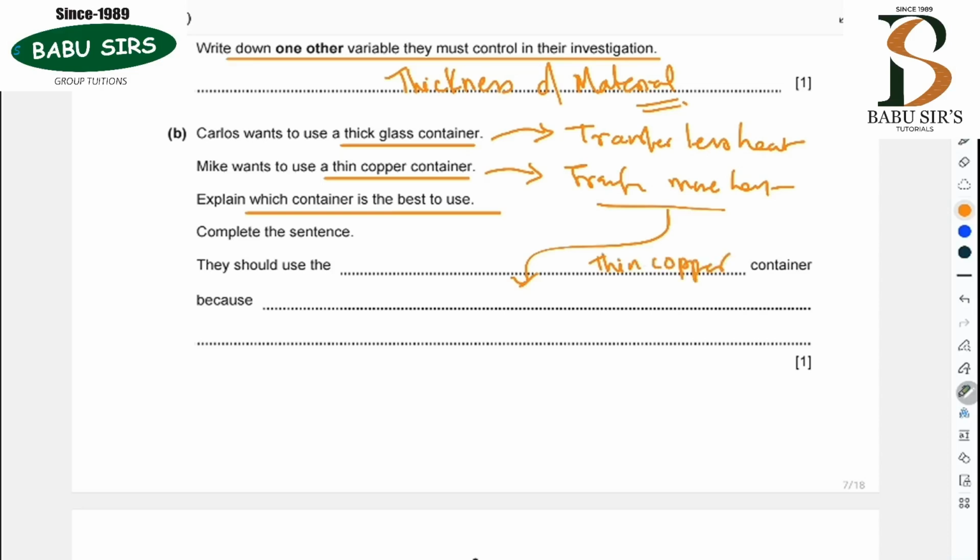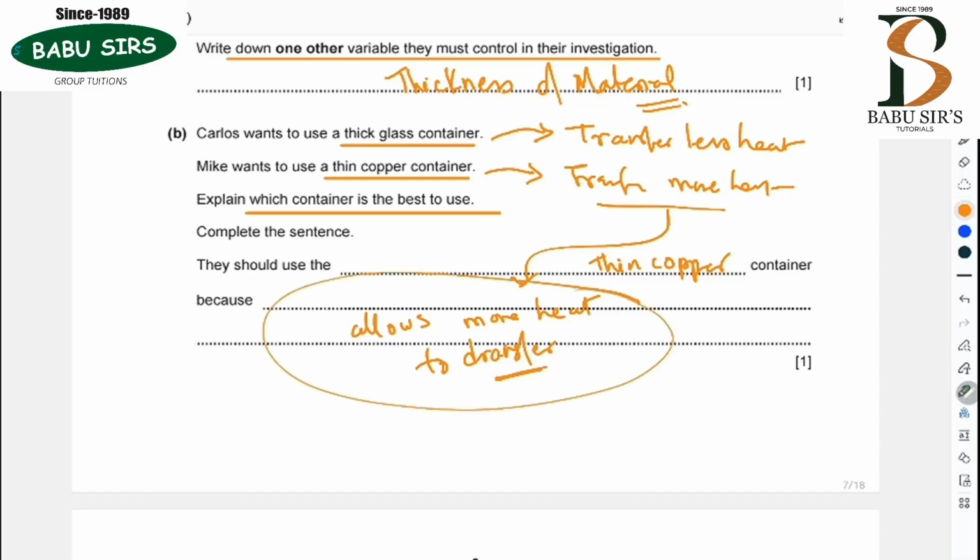Now why is it best? Because it allows more heat to transfer. Because you want to check the amount of heat to be transferred. So if you use the thin copper, then you can check the transfer of heat better.